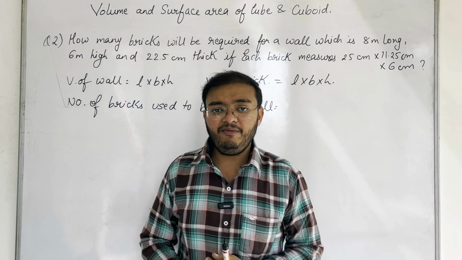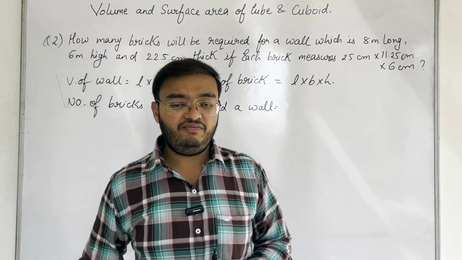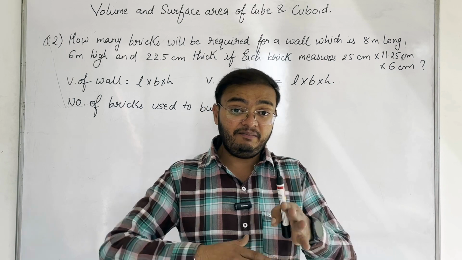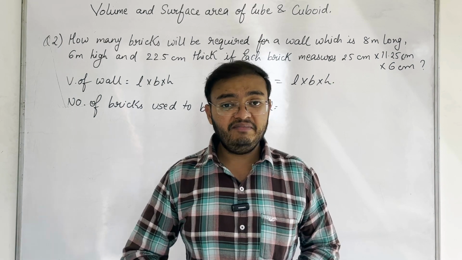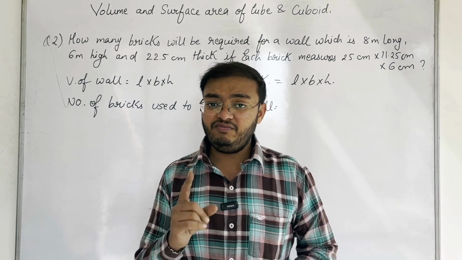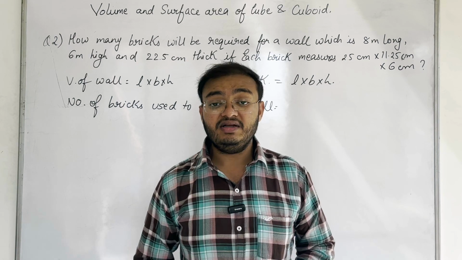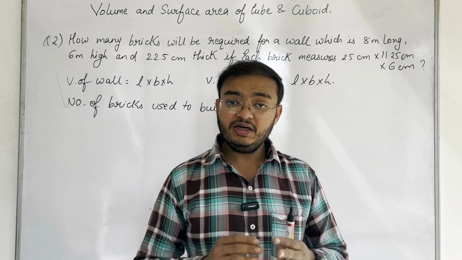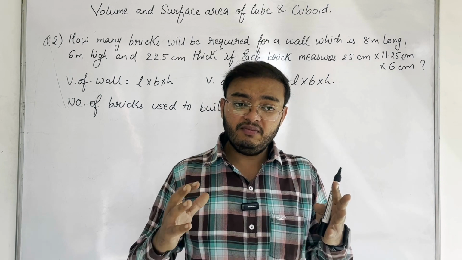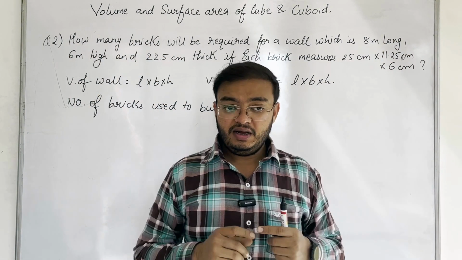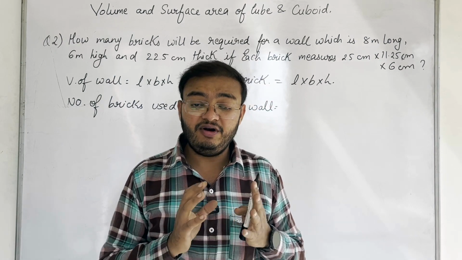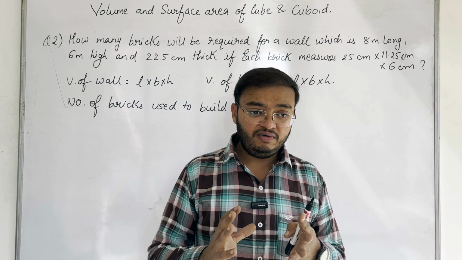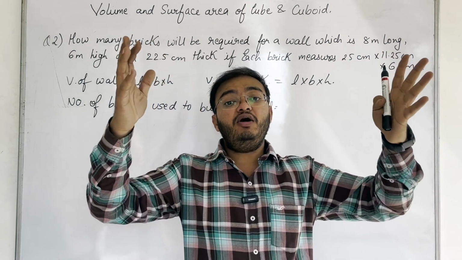So whenever this type of question comes where you have to find the number of bricks, number of small cuboids, or number of any small things as compared to the larger things, at that time you will always use one method to find it, that is, we will always divide the smaller volume from the larger volume. What I'm saying, I'm repeating again, we will always divide smaller volume or smaller area from the larger volume or larger area.